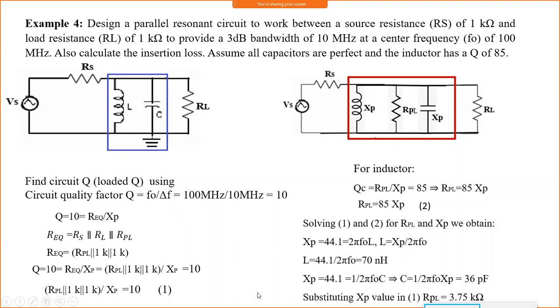This is the procedure: you have to find the quality factor of the circuit using the bandwidth and the resonant frequency. That is also equal to RP by XP. I already told this in the previous class, so I am not repeating. Now we will see how to find the insertion loss.